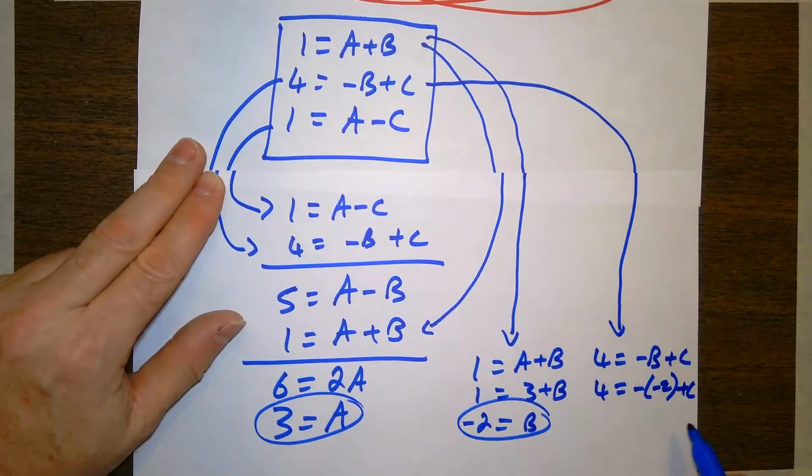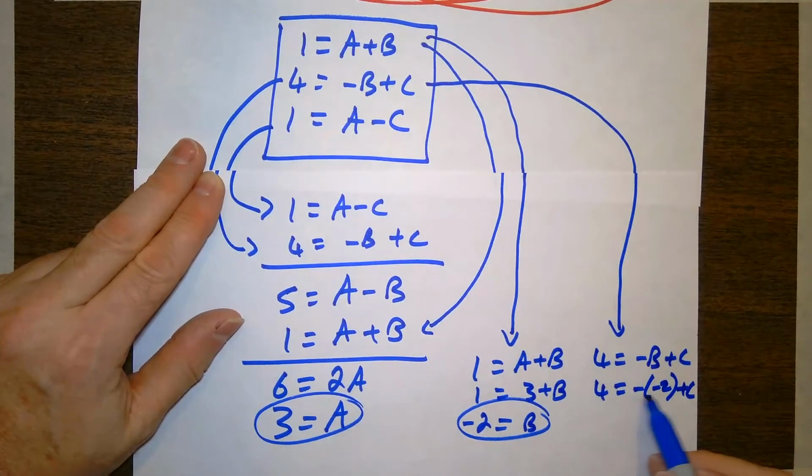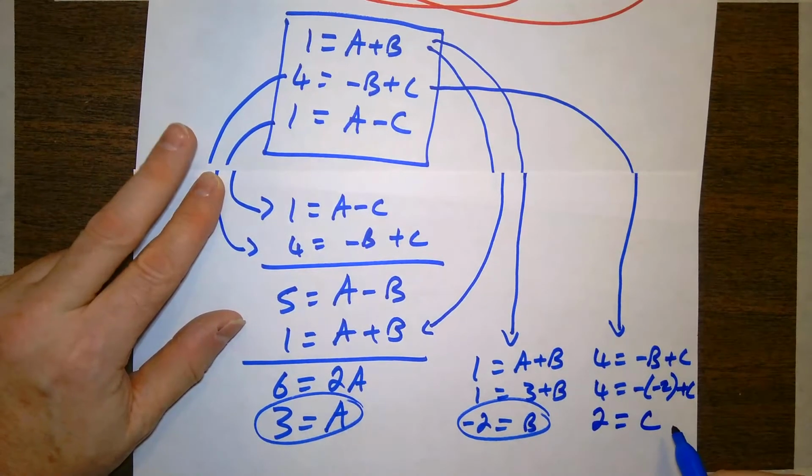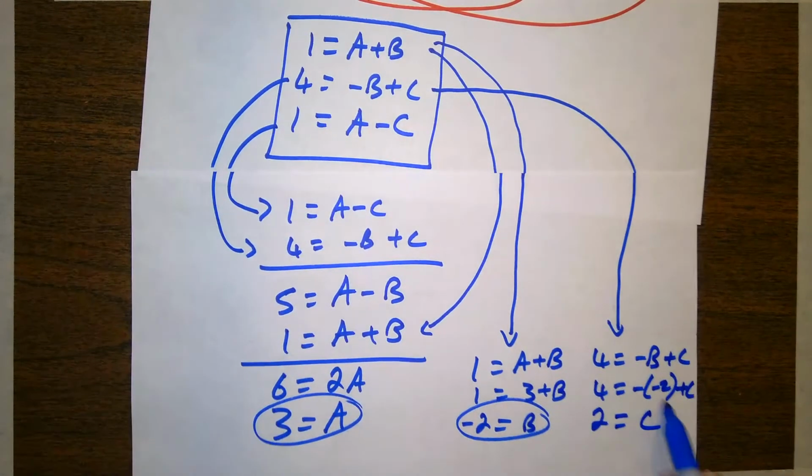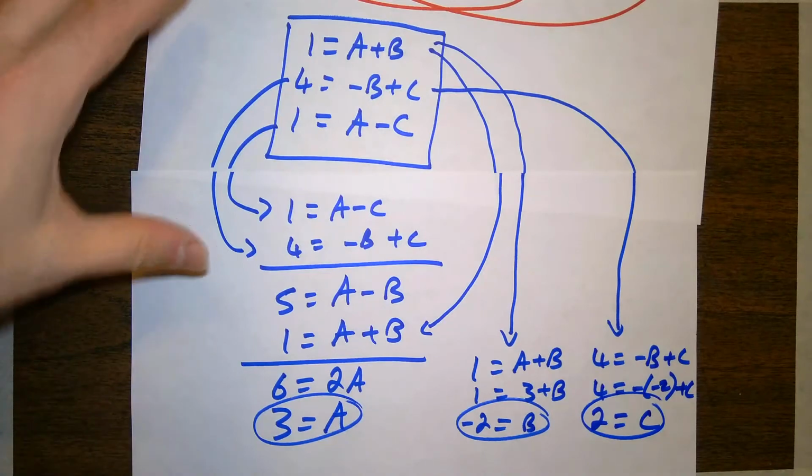Oh, I'm running out of room, sorry about that. That's a positive 2 there. Subtract 2 from both sides. 2 equals c. So now I can substitute these back into my original partial fraction decomposition.